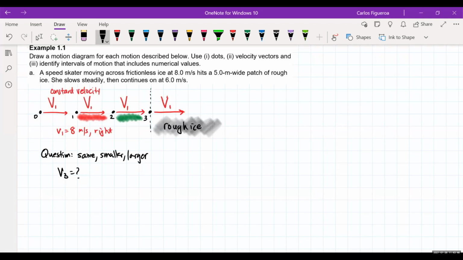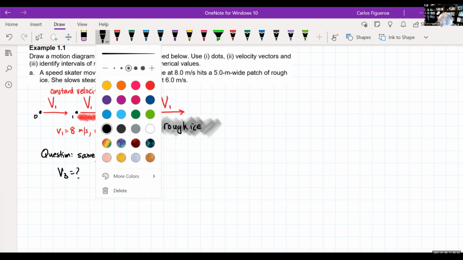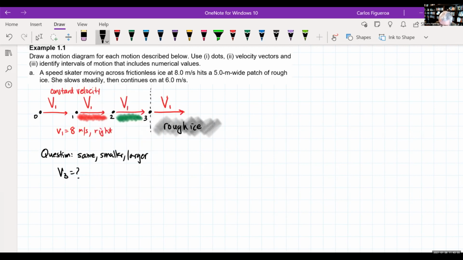Smaller because there's more friction, so you're going slower. Yes, it has to be smaller. So note, if I put it smaller, look that I'm going to be drawing it right onto V1. So look what I do. I'm going to take this piece right here. I'm going to move this down. I'm now drawing my dots down here now.